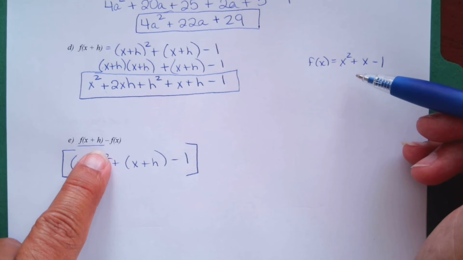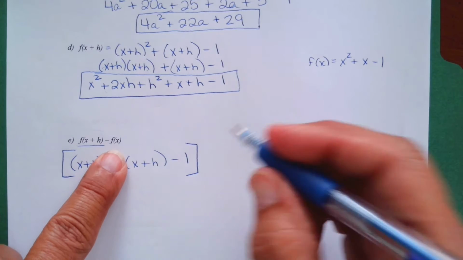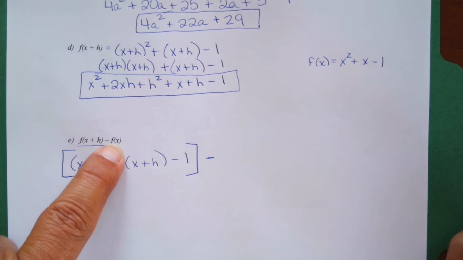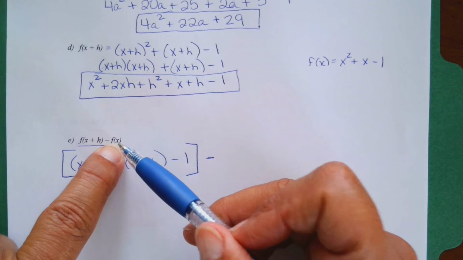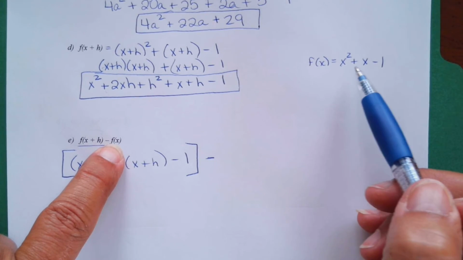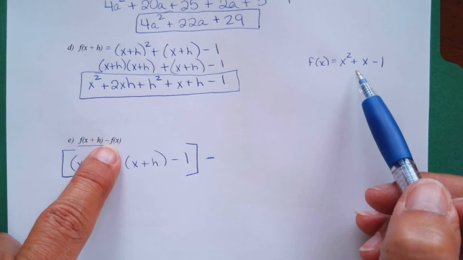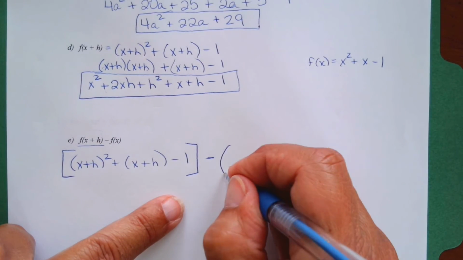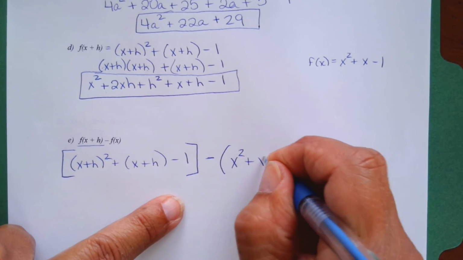Okay, so that's this piece. Now it says minus f of x. Well, what is f of x? That means put an x in here, which is what it is. That is f of x. So it wants us to subtract this function. So minus x squared plus x minus 1.